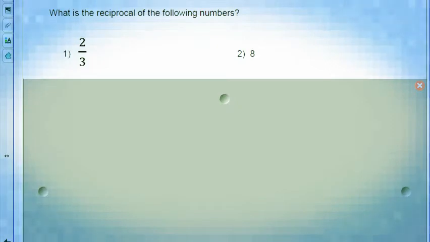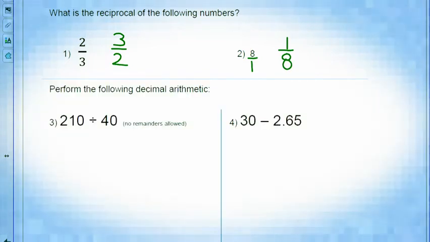Okay, these first two problems, you probably did a dance because you're like, yes, I'm so glad he asked me this, because all I got to do is flip it. The reciprocal is just taking the number and flipping it. So there you go. First two done. All right, let's move on to some division. In this first problem, notice it says no remainders.